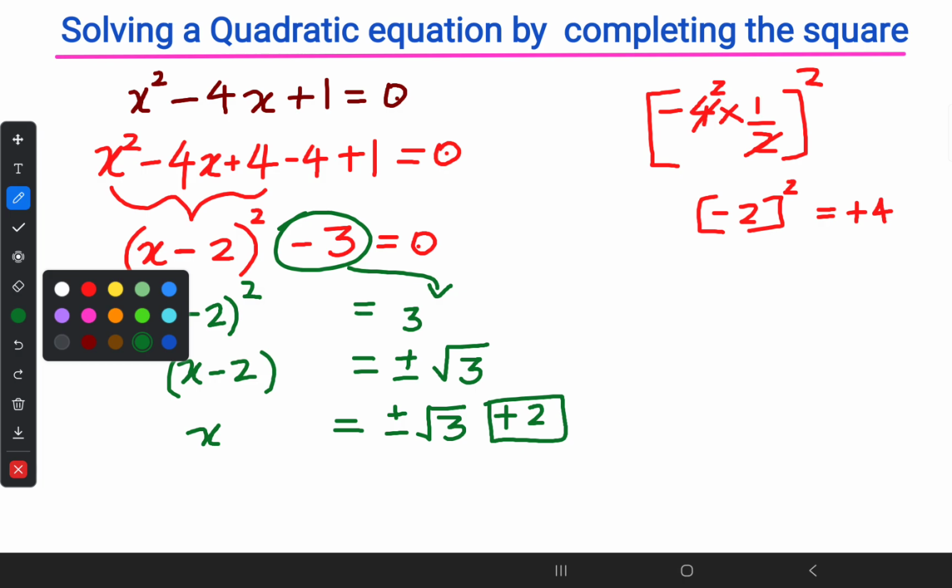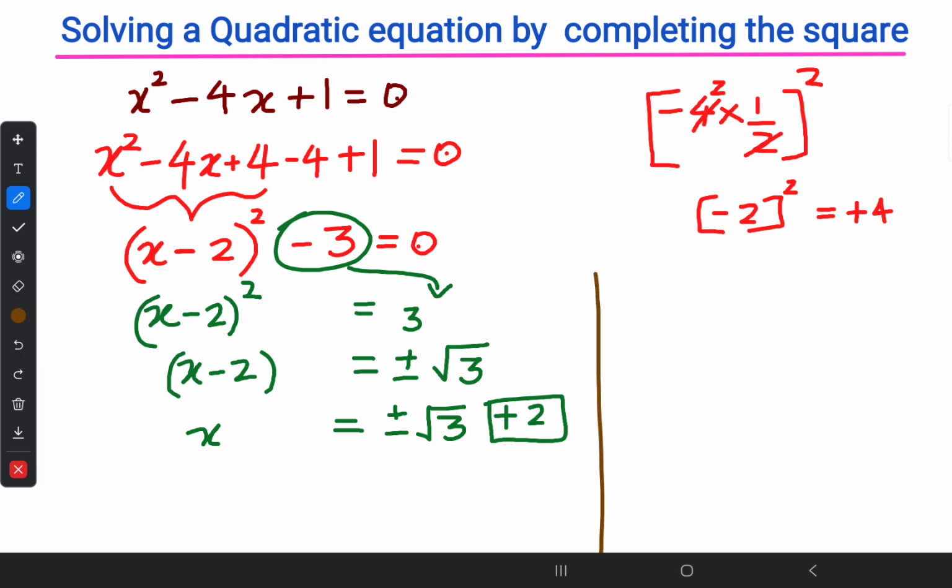No? Then let's come to the last part. Here, in the previous case, we had square root of 4. Since 4 is a square number, square root of 4 is 2. But 3 is not a square number. So we cannot find the square root of 3 directly. So you can keep it as it is.